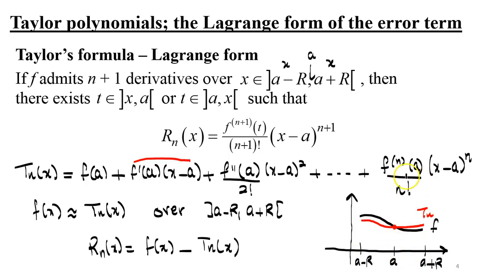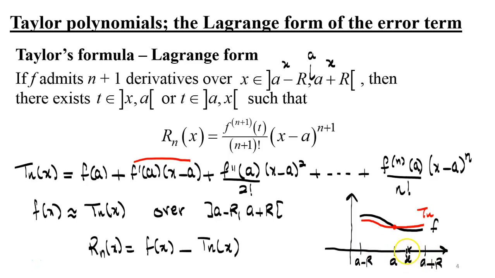However, as we've seen before, x could either be between a and a plus r, or between a minus r and a. So over here, what I'm interested in is just the interval between a and x, whether x is on the right side or the left side of a. Let's just consider it on this side for the moment.